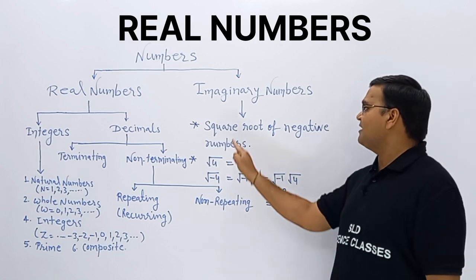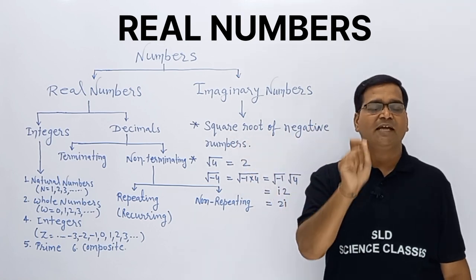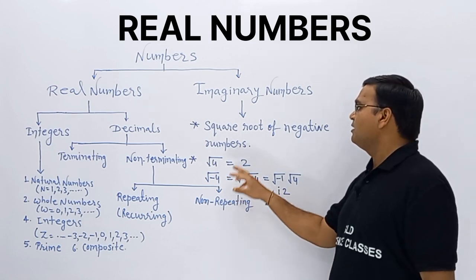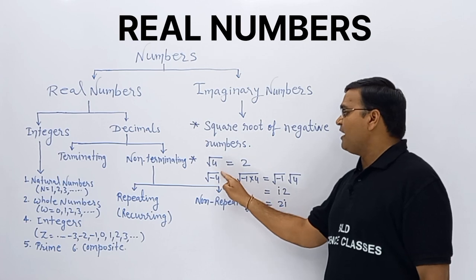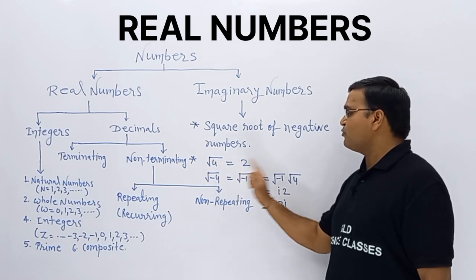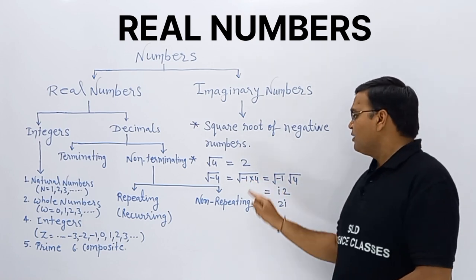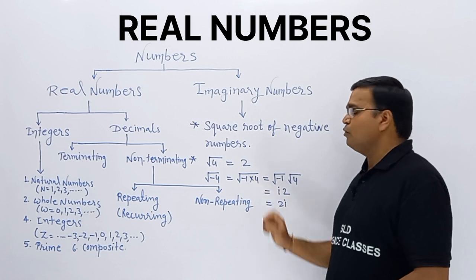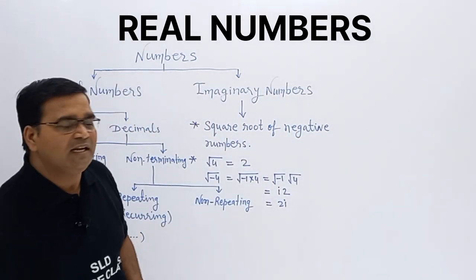So what can we say? The square root of a negative number is what? Imaginary numbers. So how will we find this? We will split this one like this. Root of -4 can be written as root of -1 into 4, no doubt. We know well what we studied earlier.